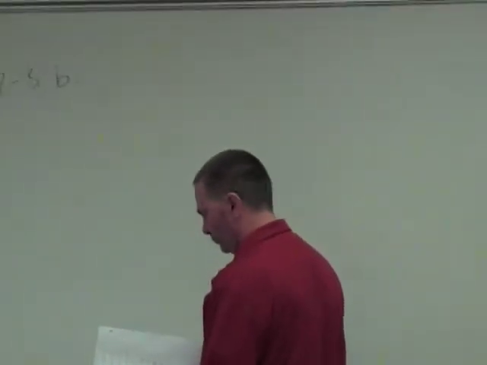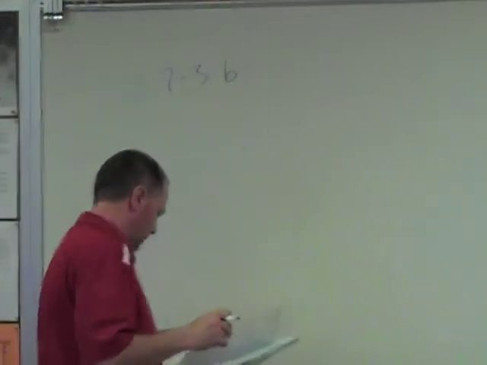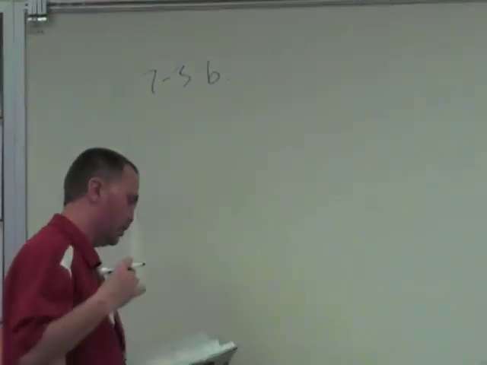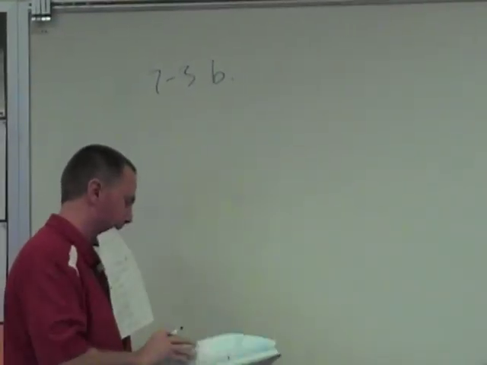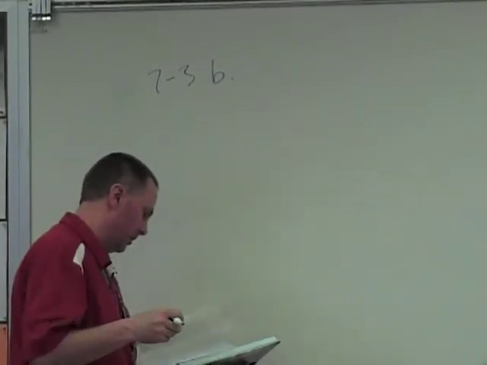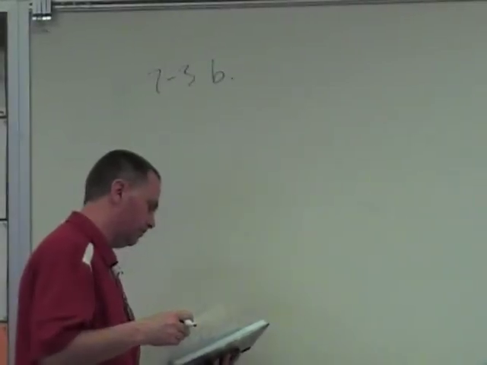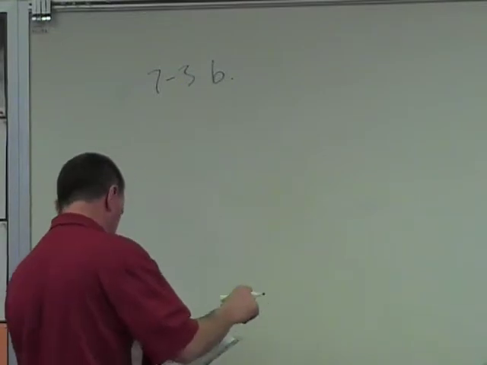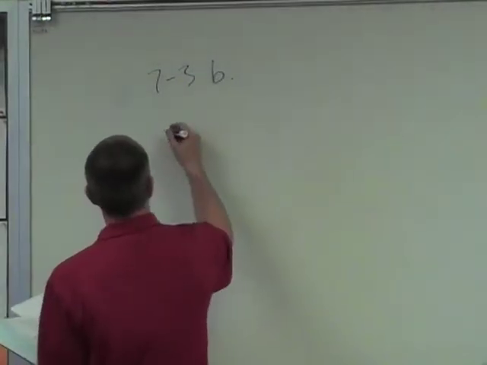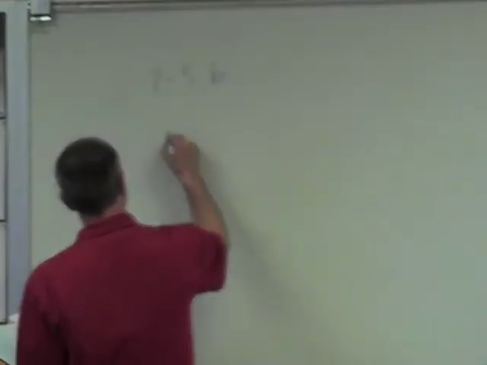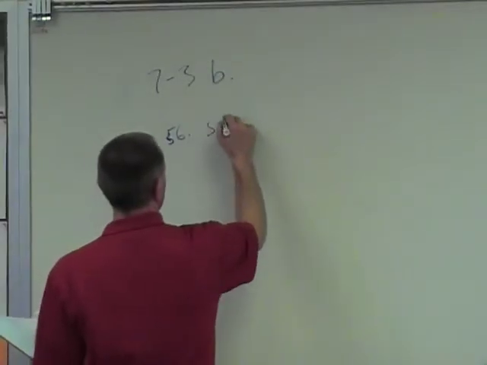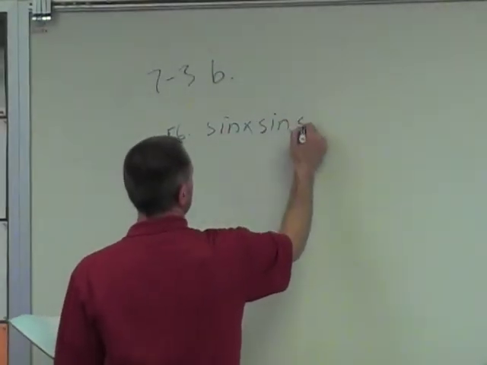Let me just grab one. I'll just pick one out of here. Let's do product to sum. Sine of x, sine of 5x. This is number 56. Sine of x times the sine of 5x.